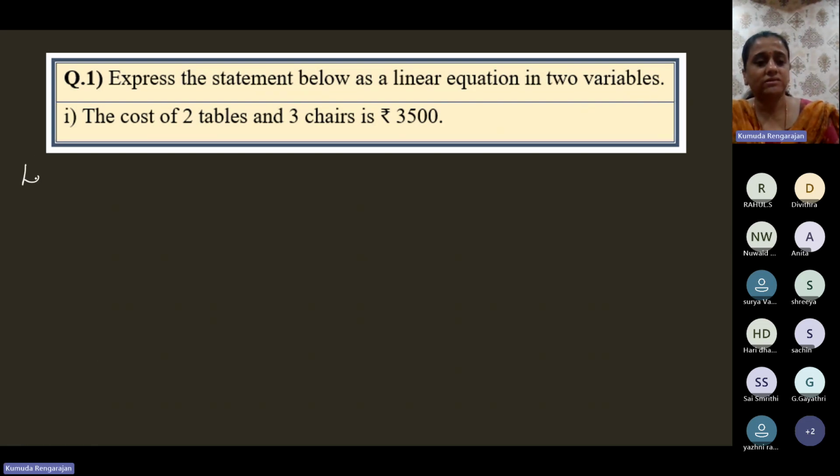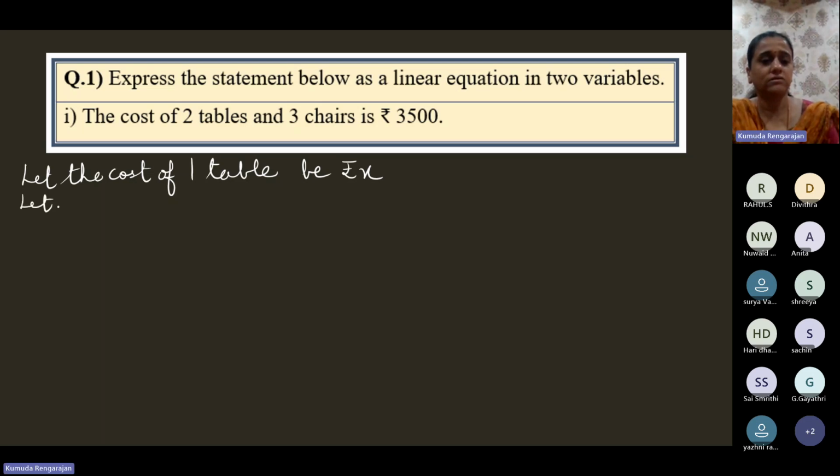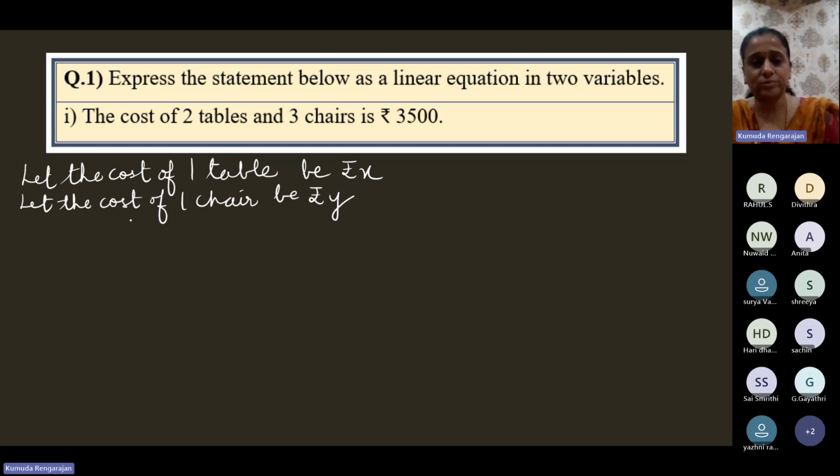So we'll say let the cost of one table be rupees X. Let the cost of one chair be rupees Y. So one table X rupees, two tables 2X, plus one chair Y rupees, three chairs 3Y. Now the total cost, that is the cost of two tables and the cost of three chairs, is equal to 3,500.